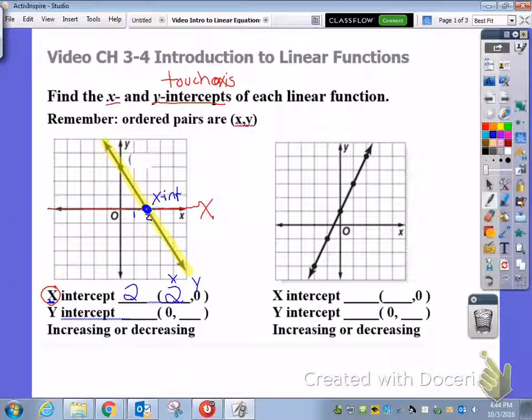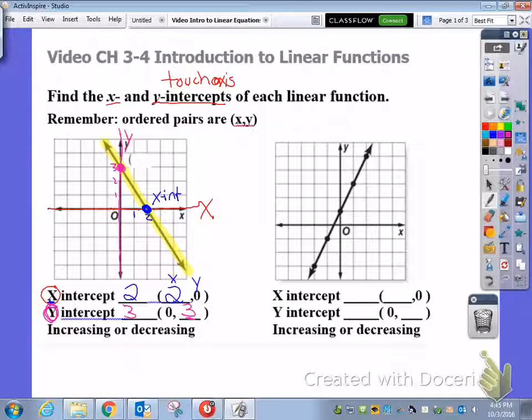The y-intercept is where does it touch the y-axis, okay? So your y-axis goes up and down. This is your y, okay? And they're always labeled. Where does that yellow line touch the y-axis? 1, 2, 3. So it touches it at 3. Now since this is the y-axis, it needs to go in the y-coordinate. So the ordered pair would be 0, 3.